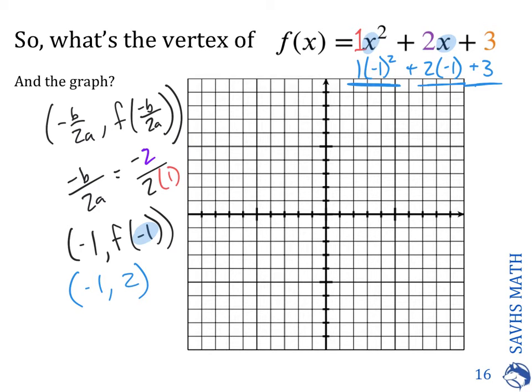The point negative 1, 2 is right here. My vertical scale factor is 1. And so I'm going to follow my normal pattern: go over 1, go up 1, go over 2 from the vertex, go up 4, go over 3, and go up 9. So I'd be right about there. Okay, so my parabola will look like this.